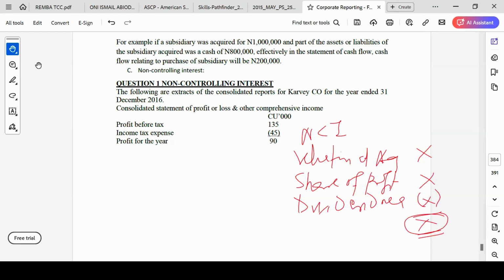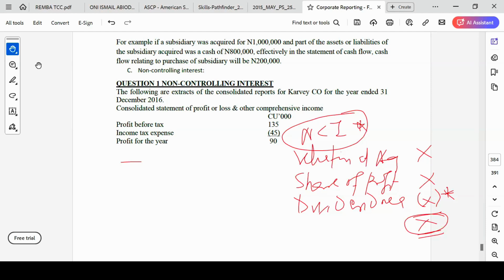Now, if this had occurred, that is, if dividend had been paid to NCI, in my cash flow I am going to account for it under the financing activities, because NCI is a component of equity. All right. Okay.